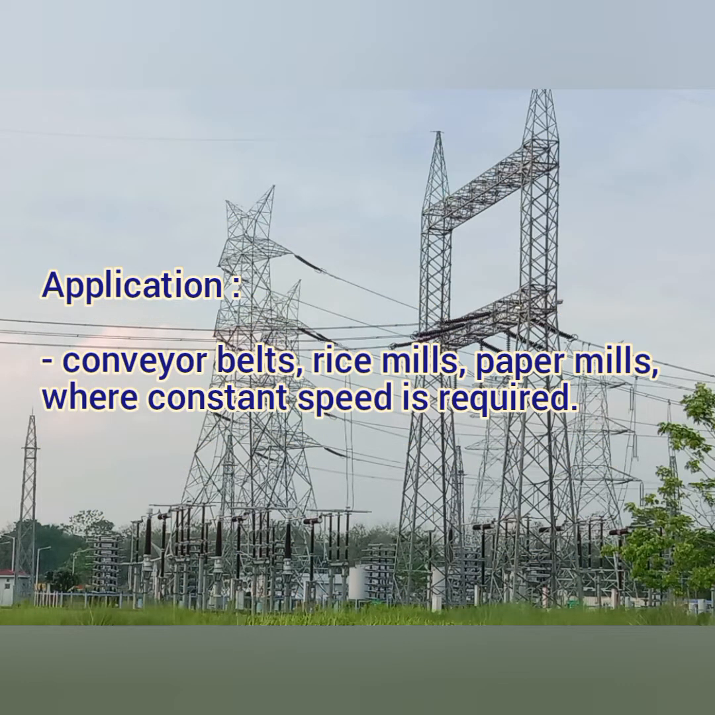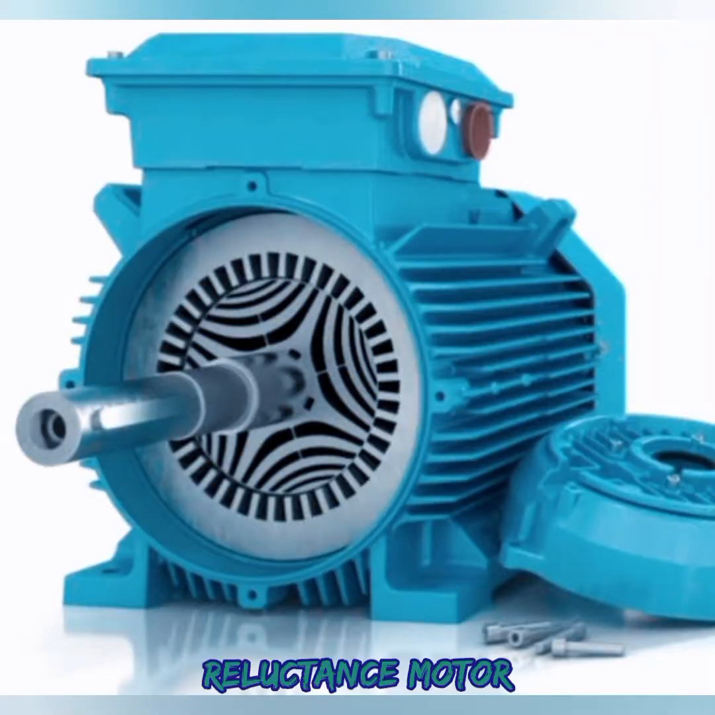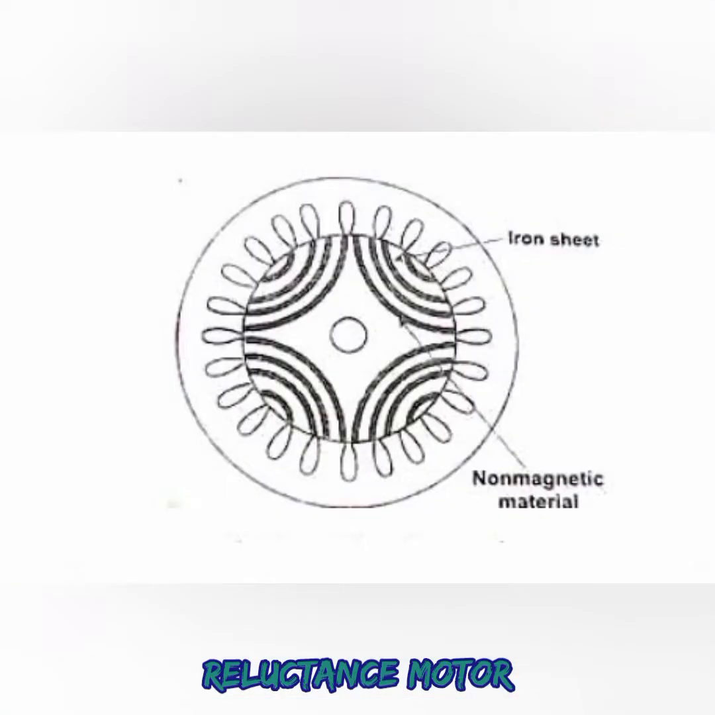Next, applications. It is mostly used in areas requiring constant speed, so it is mostly used in conveyor belts, mills and paper mills. So these are the applications of your reluctance motor. This is the basic diagram of your reluctance motor. The main thing here is that the reluctance motor's construction is the same as a hysteresis motor, so there is not much difference between them.